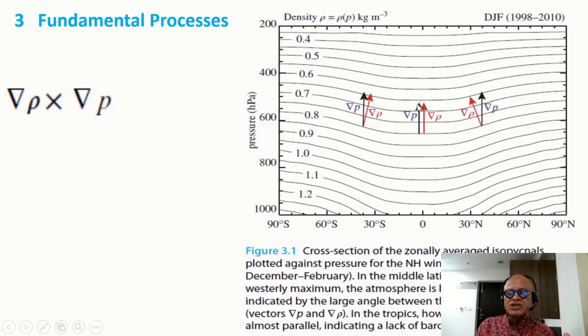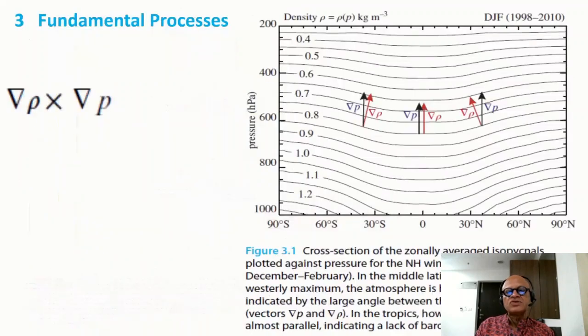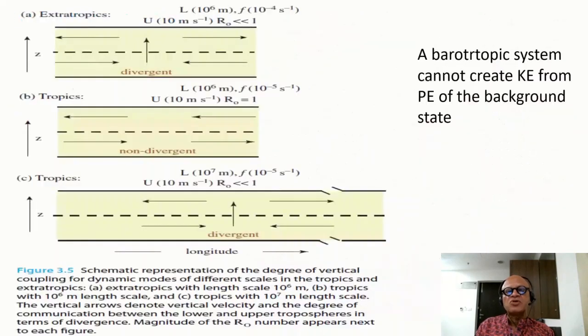So you can see that in the tropics the gradients are almost parallel, indicating a lack of baroclinicity, which raises questions about how the lower atmosphere communicates with the upper atmosphere when there is no convection. Convection can produce strong vertical velocities, but how do you trigger convection in a system that's so strongly barotropic? Because in a barotropic system you cannot convert available potential energy into kinetic energy, so the background state cannot be connected.